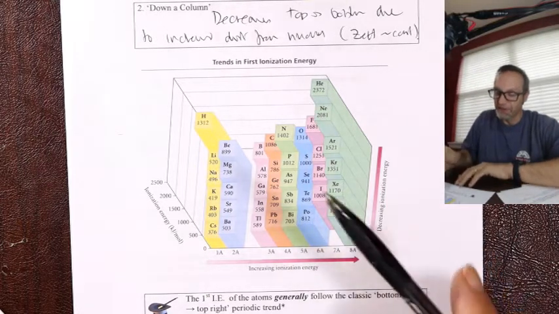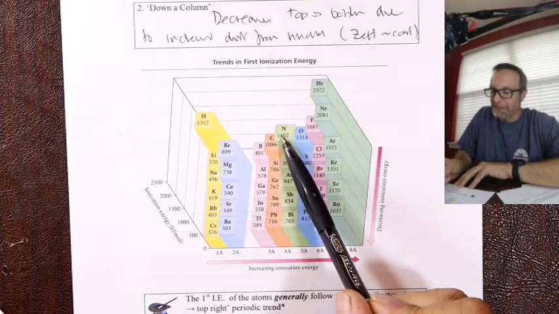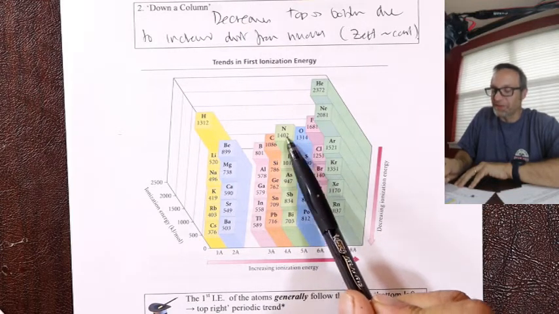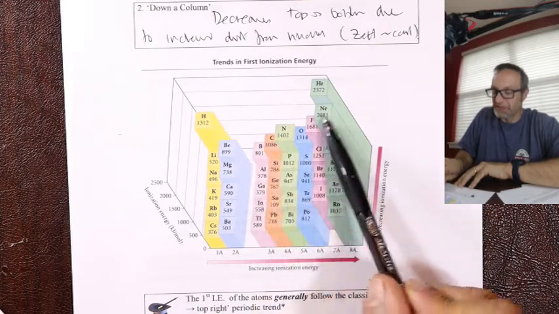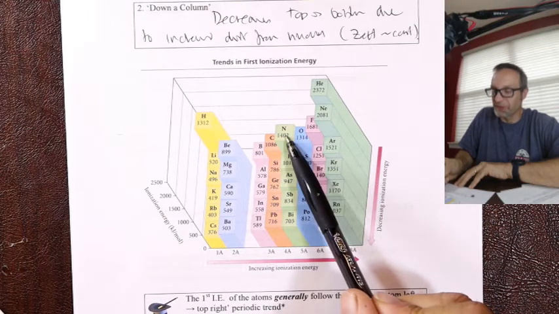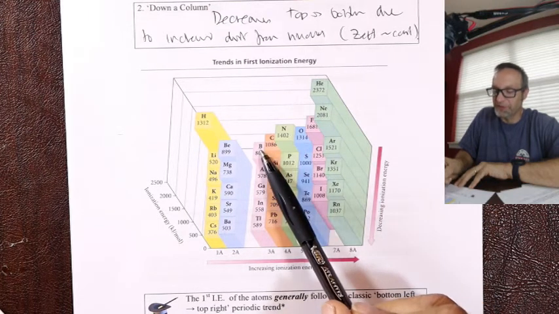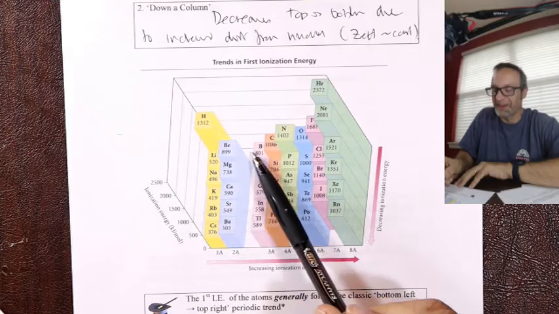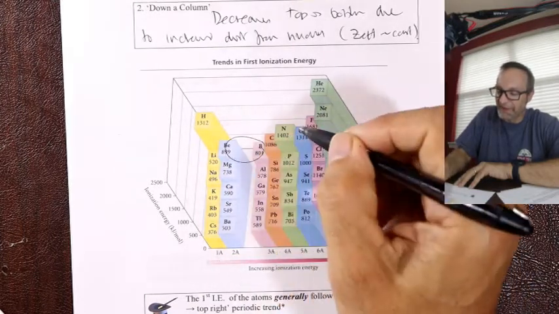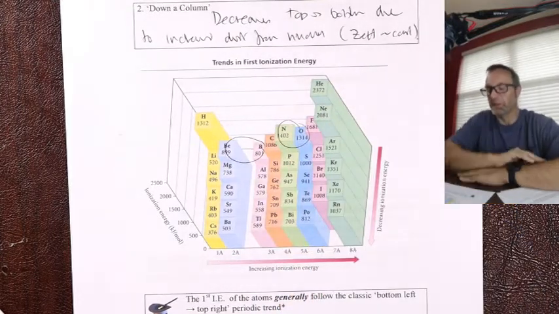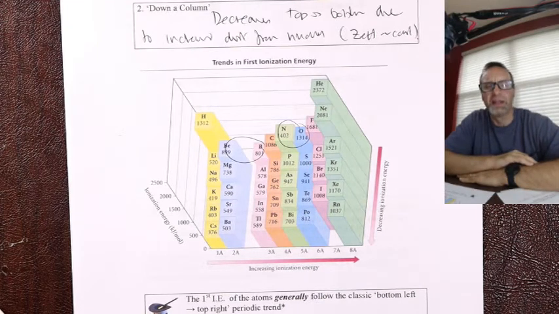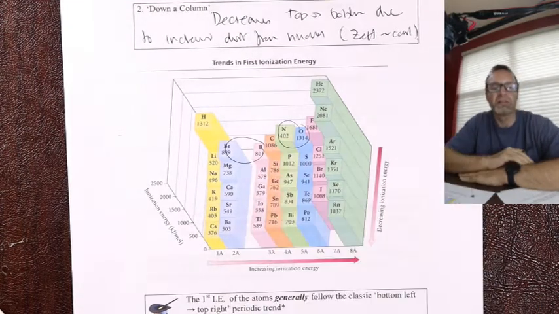Okay. If you look, nitrogen is either higher than it should be or oxygen is lower than it should be, right? The trend should be increasing. So oxygen's too low or nitrogen's too high. Similarly, boron's too low or beryllium's too high. So we have these odd pairs, beryllium, boron, nitrogen, oxygen pairs. Why is there kind of a kink in the graph right there?